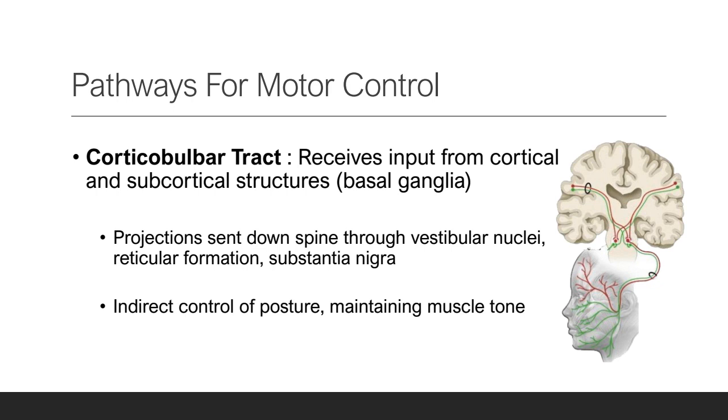through the input that is received from subcortical and cortical structures. So while the corticobulbar tract doesn't pass through the spine directly, it does influence the body in terms of maintaining posture and muscle tone through these projections that run through the vestibular nuclei, the reticular formation, and the substantia nigra. So indirect control of posture and muscle tone.